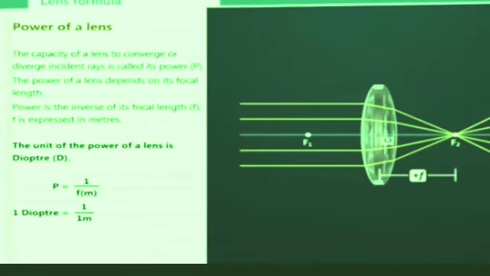Next is power of a lens. The capacity of a lens to converge or diverge incident rays is called its power P. The power of a lens depends on its focal length. Power is the inverse of its focal length f, expressed in meter. The unit of the power of a lens is diopter, D. Therefore, P = 1/f. 1 diopter is equal to 1 upon 1 meter.